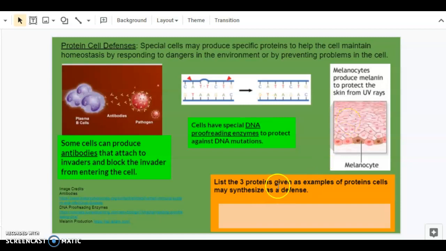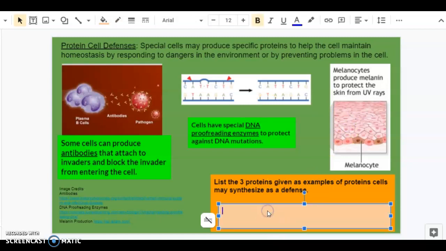What are the three proteins here that we've listed? They are the antibodies produced by protein synthesis in a B cell, the DNA proofreading enzymes produced by all cells to help prevent mutations that would mess up protein synthesis, and melanin produced by special cells in the skin.